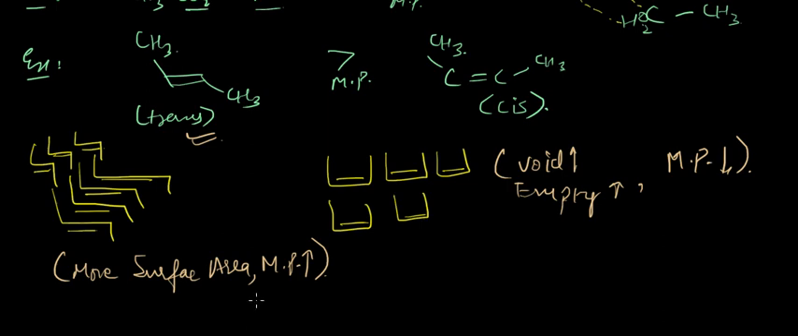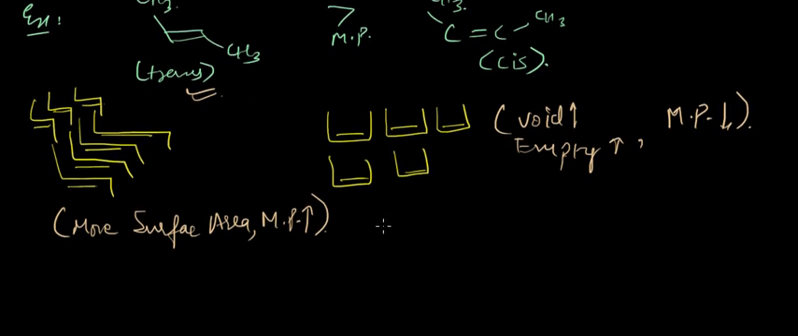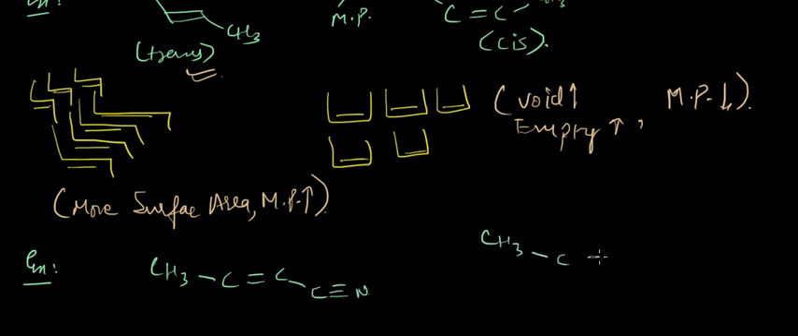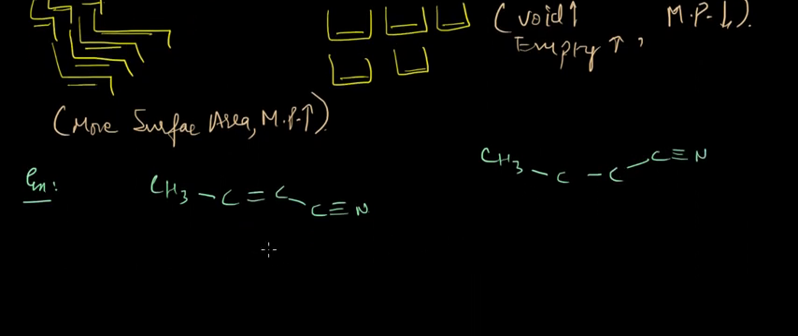And the less the surface area, the lower the melting point. Let us compare between these two. We have this and this. This is obviously trans and this is obviously cis. So in this case also the melting point would be of this order.